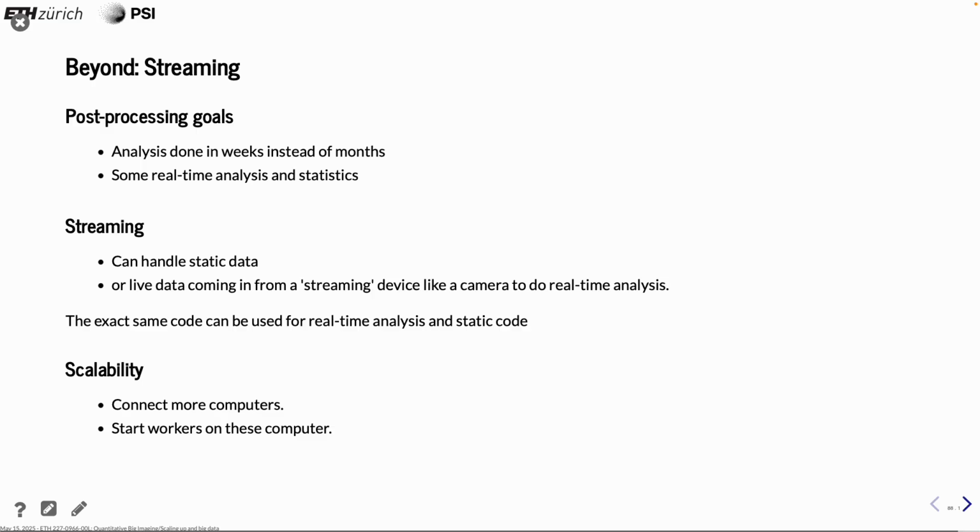Then you can also go for the big data. So if you produce a lot of data all the time, you can go for streaming. And there you can start setting up post-processing goals, like you want to have the analysis done in a certain time, and you can also, throughout the data production, get time analytics and statistics on the performance and trends in the data. Of course, you can handle static data, but the important thing with streaming processing is that you can actually bring it in when it's needed. And important is also that it's scalable, so you can connect more computers on demand when you need it.